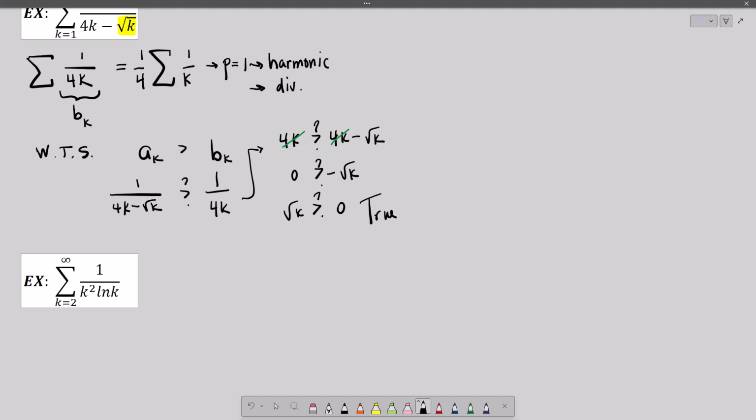When it's true, we can make a conclusion right away. If that's true, what's true about the a sub k series? It's going to do the same thing as the b sub k series. The b sub k series was harmonic, so it diverged. So we get that both of these diverge.